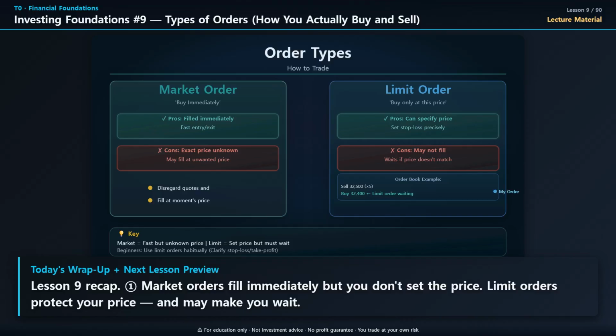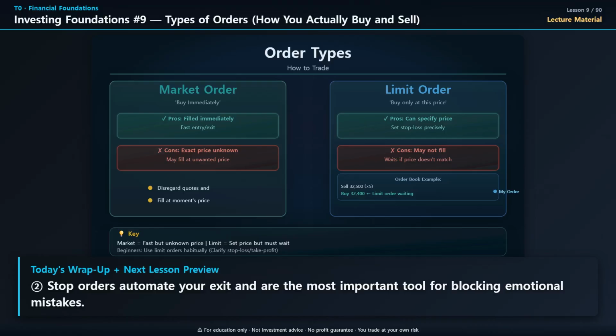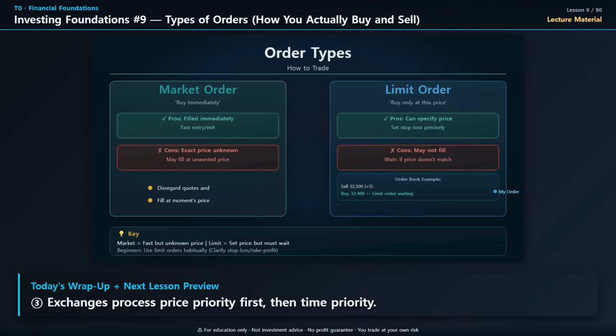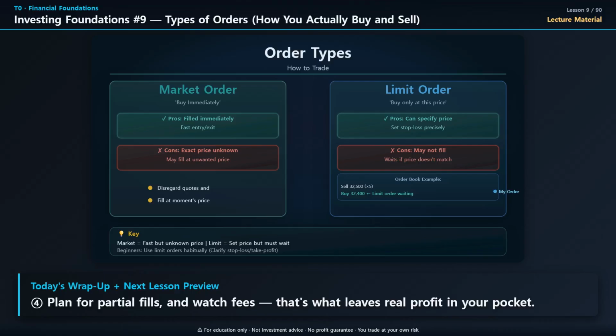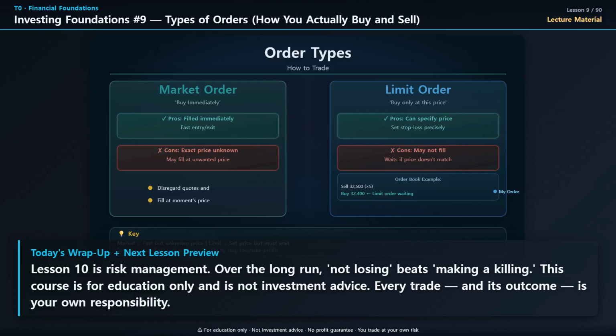Lesson 9 recap. Market orders fill immediately, but you don't set the price. Limit orders protect your price and may make you wait. Stop orders automate your exit and are the most important tool for blocking emotional mistakes. Exchanges process price priority first, then time priority. Plan for partial fills and watch fees. That's what leaves real profit in your pocket. Lesson 10 is risk management. Over the long run, not losing beats making a killing.